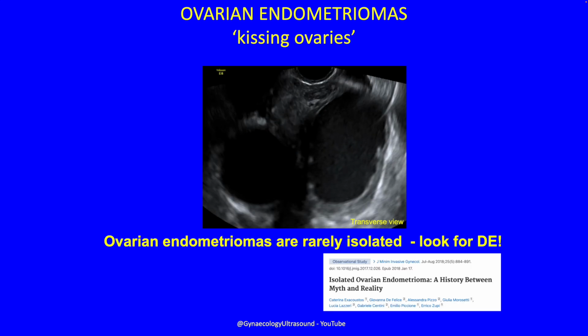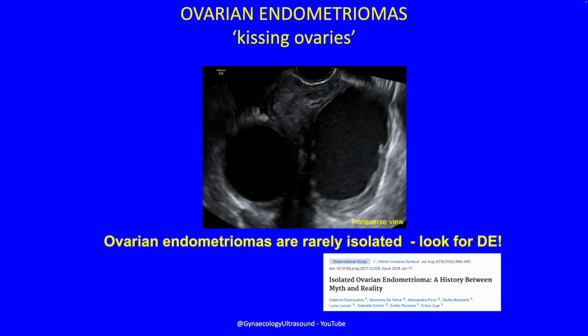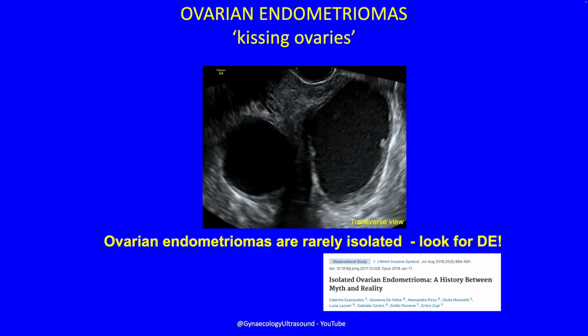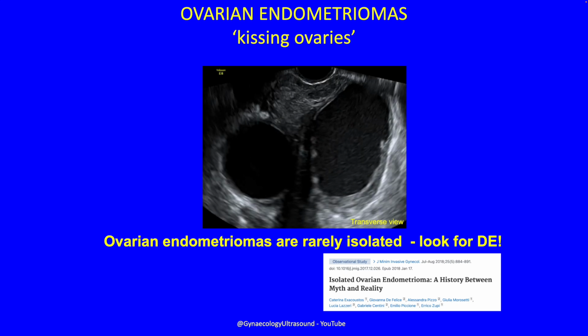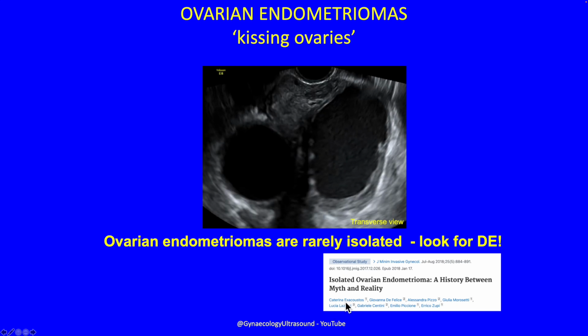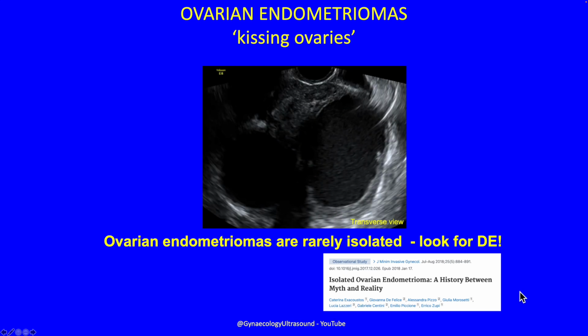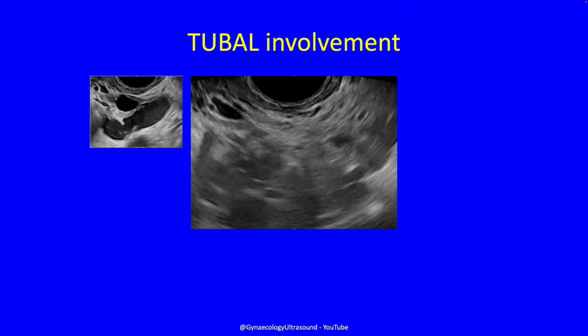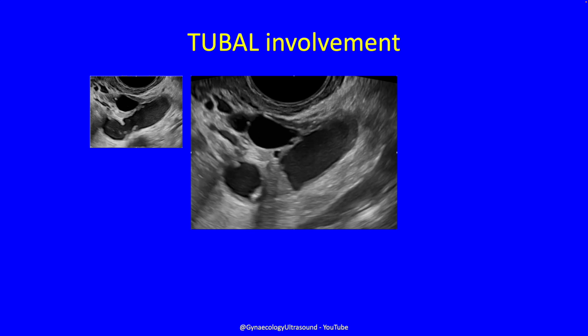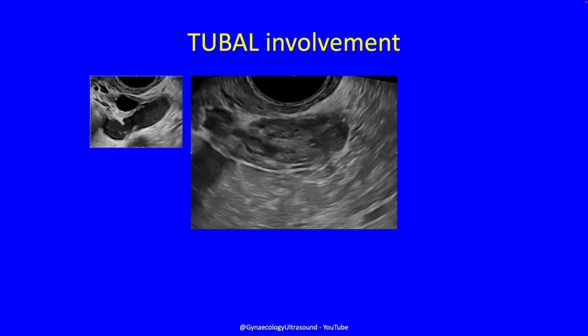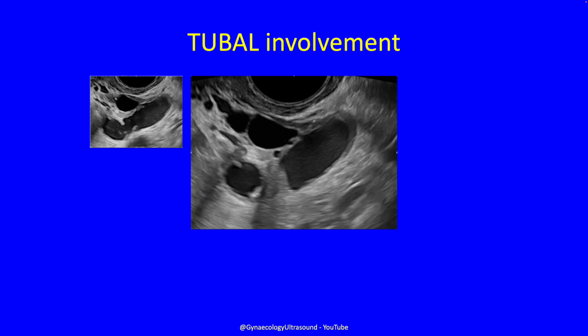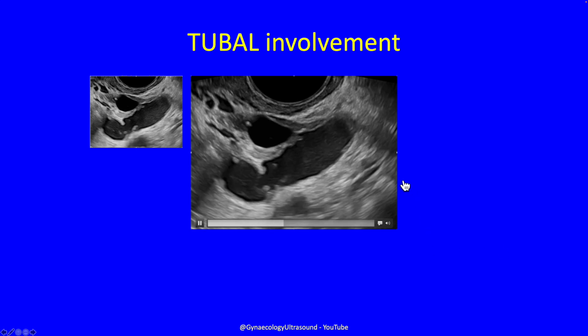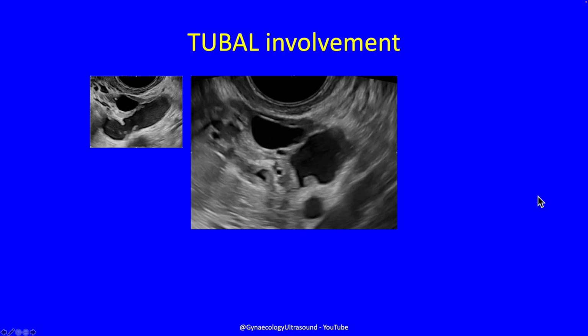Now, kissing ovaries, or indeed any ovarian endometrioma, is very rarely isolated, and this was published way back by Katerina Exacoustos. If you see an endometrioma, look for deep endometriosis, because you will find some in most people. The other thing to look for is whether the fallopian tubes are involved at all, and sometimes they are. You can have a hydrosalpinx, a hematosalpinx. You can see here clearly that this is hemorrhagic fluid in a fallopian tube.